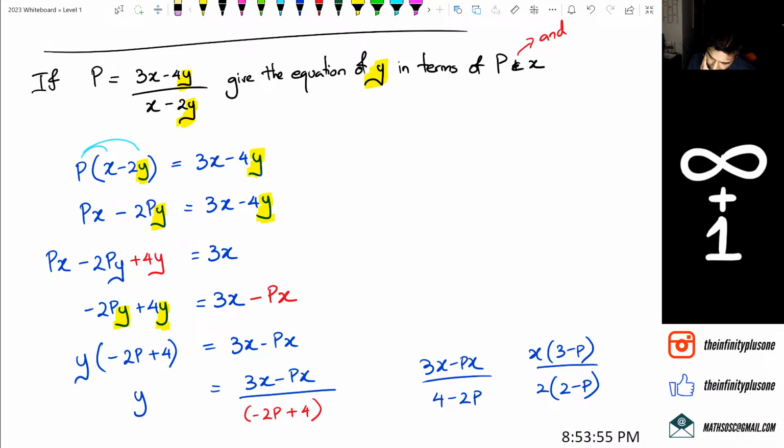How did I get 4 minus 2p? That's just the denominator rearranged, Kayla. Because, I mean, you could leave it as negative 2p plus 4, but it doesn't matter. I'm just showing you a variety of different answers you could get.